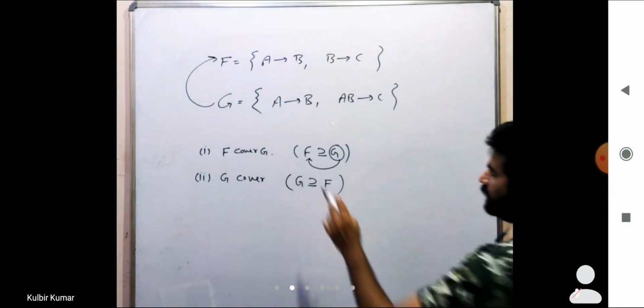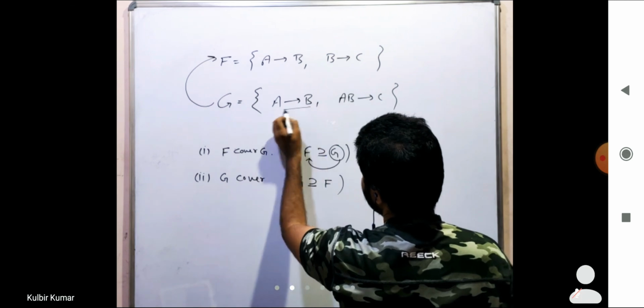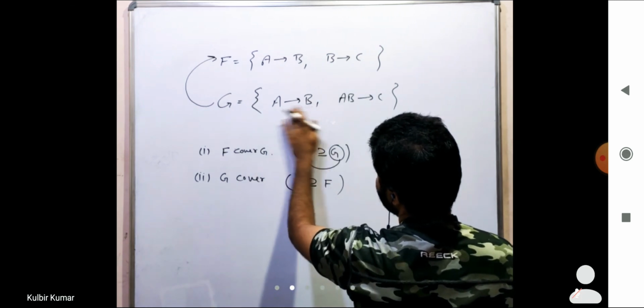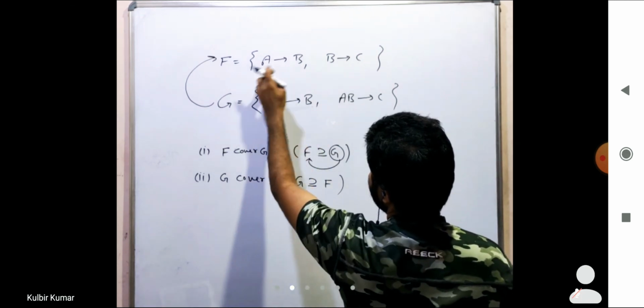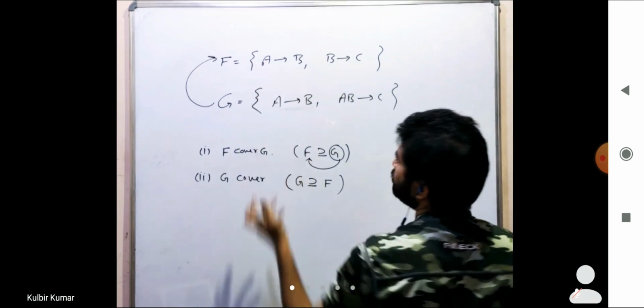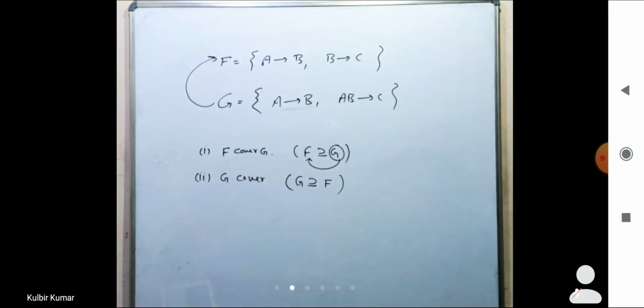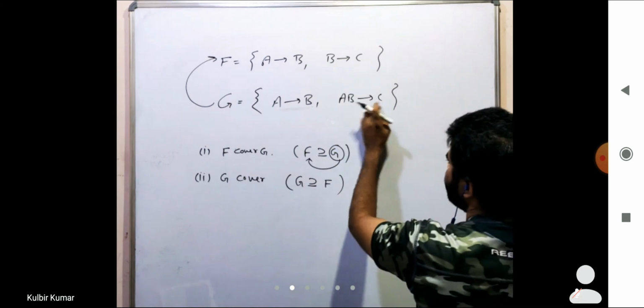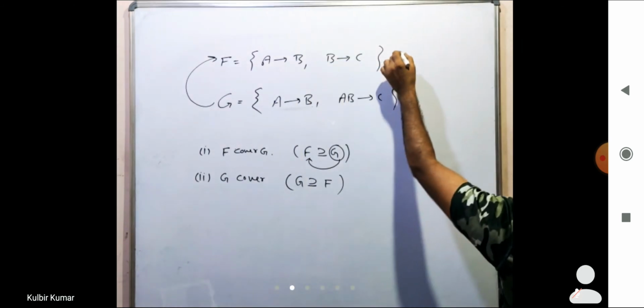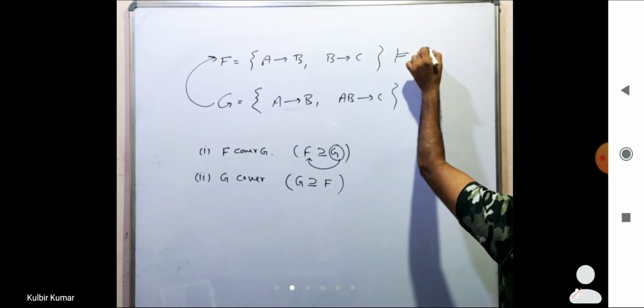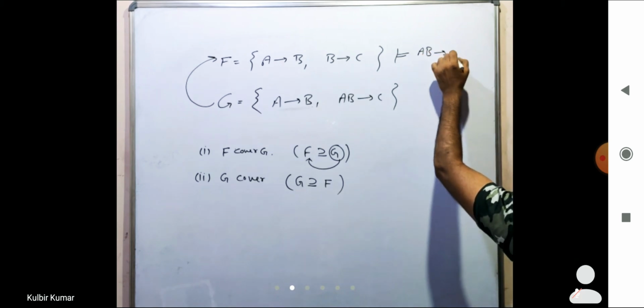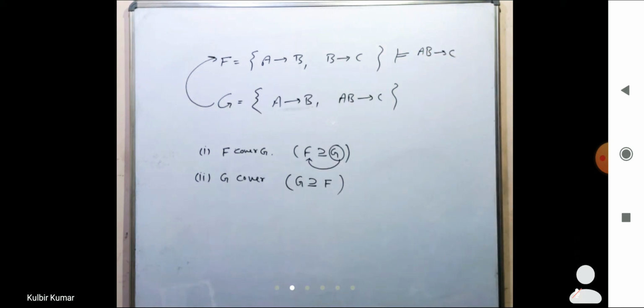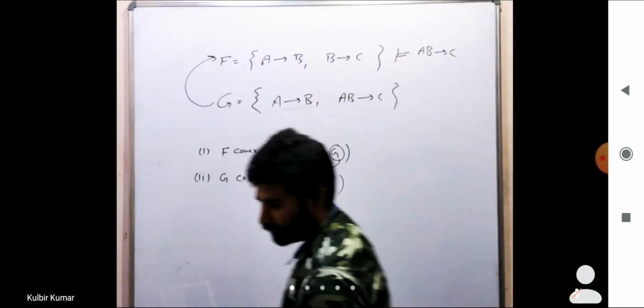So I will take A goes to B. A goes to B, is it implying or not? It is directly seen, so definitely it is implying. What about AB goes to C? AB goes to C यहाँ पे imply करेगी या नहीं? AB goes to C, is it implying or not? Yes, you tell me. AB goes to C is implying or not?